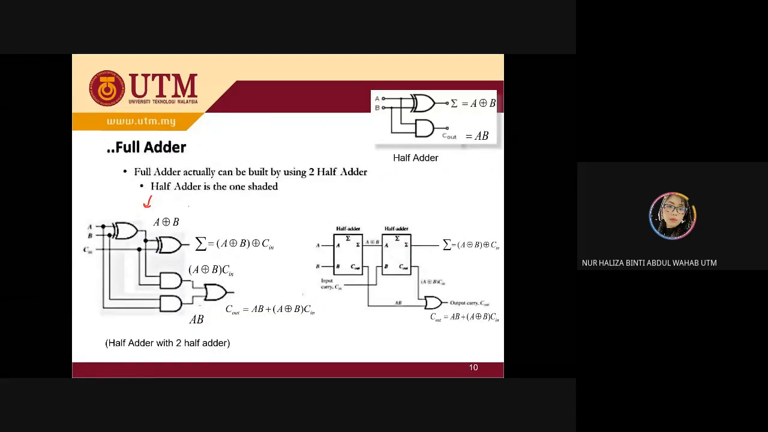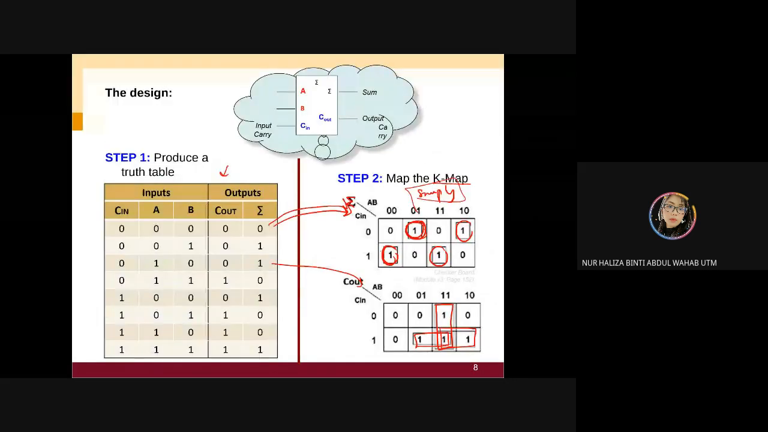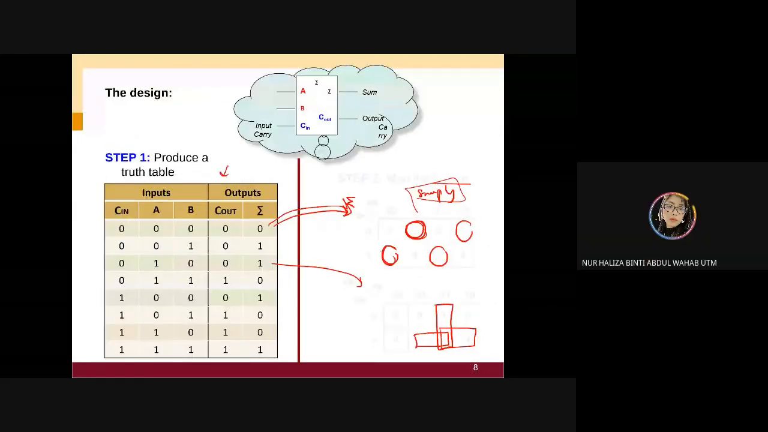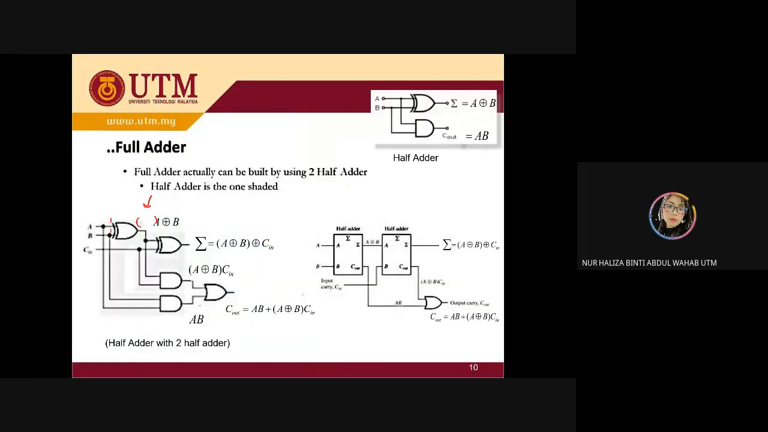Why don't we go for 1 and 1 for A and B? Here is exclusive OR. What is the answer? 0. Okay, so 0 here, and then our C is 1. 0 and 1, what happened? It will be 1. So your sum here is 1.